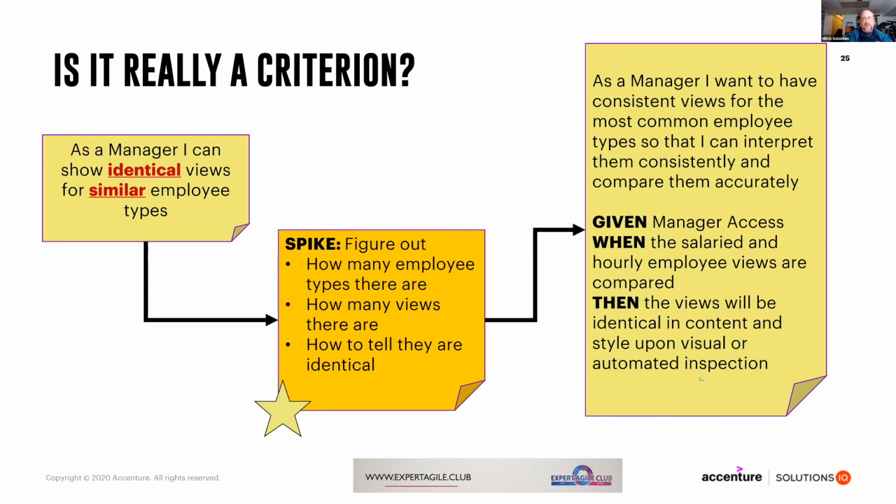And then I have a little given when then, which is the cucumber or gherkin notation for an acceptance criterion. Given manager access when the salaried and employee views are compared, then the views will be identical content and style upon visual or automated inspection. And so we've actually split this story not into multiple stories, but we split out the information in the narrative of the story where it's not the best place for it, but into the criteria of the story, which is where this type of information really belongs, in the criteria of the story.